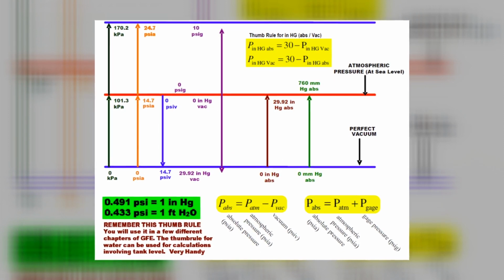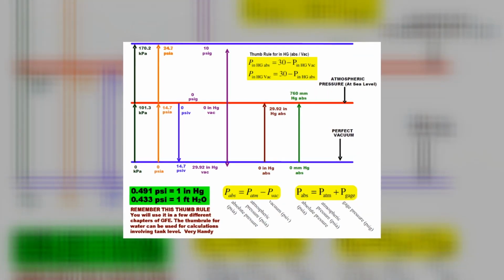It always starts at 0, and then as you add pressure, you get further away from that perfect 0 vacuum, and the numbers go up. In fact, they go up to the point where at 14.7 pounds PSIA, we're now at atmospheric pressure.